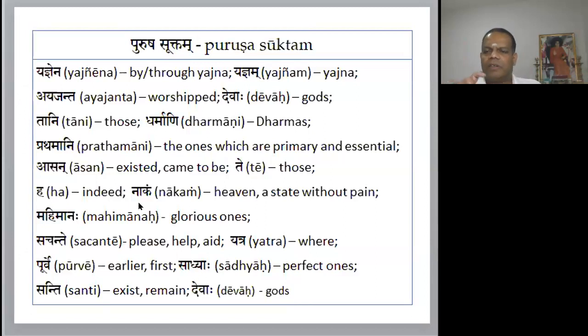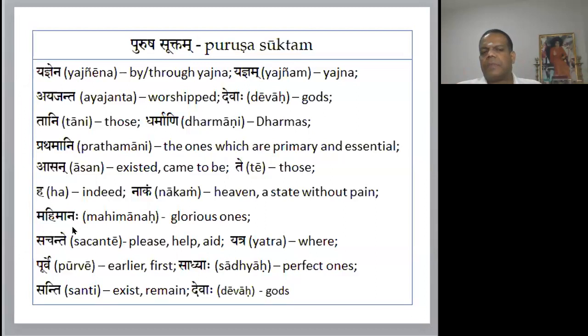So nakam, I just split the words as letters, etymologically. So ka is happiness, akha is pain, unhappiness. Nakam is where there is no pain. So heaven is a place where there is no pain. Nakam.